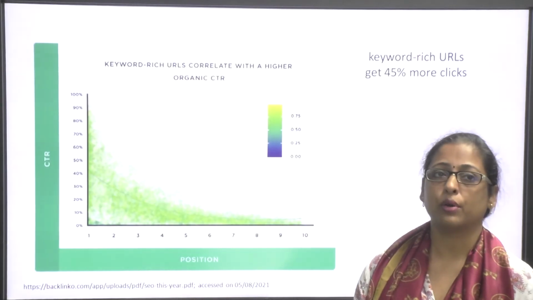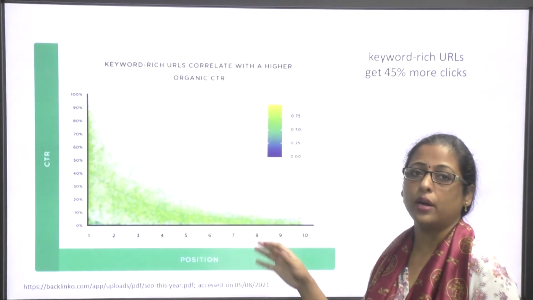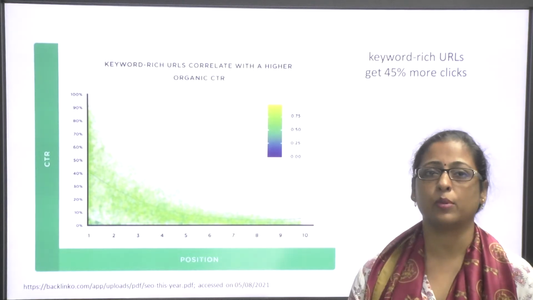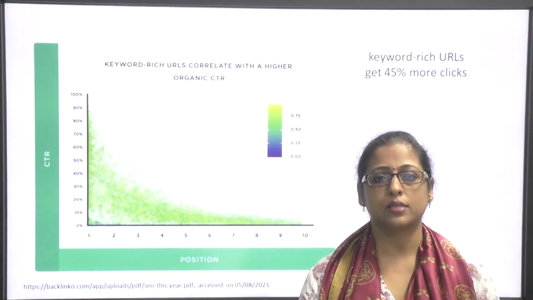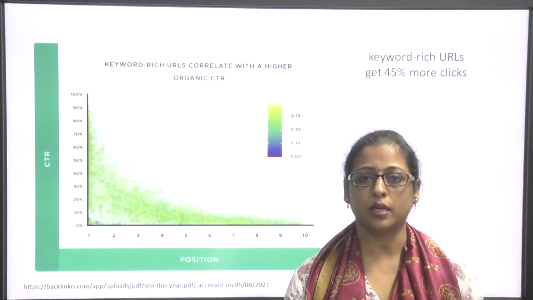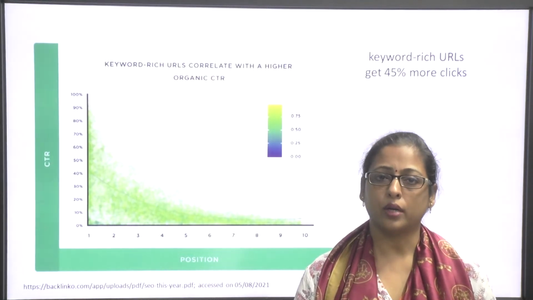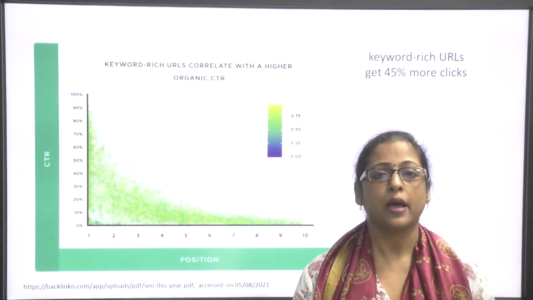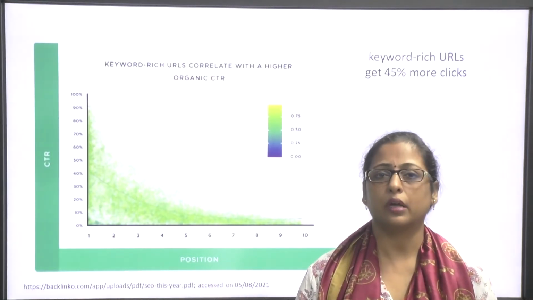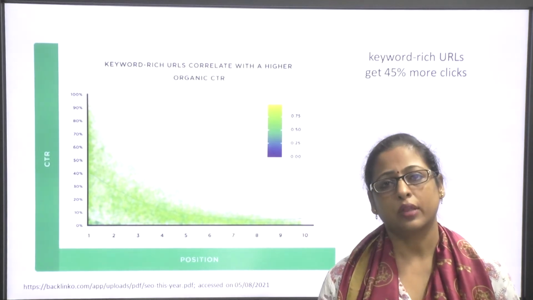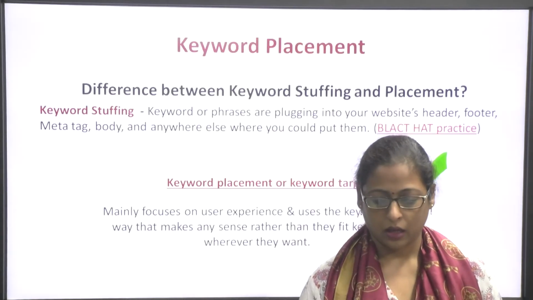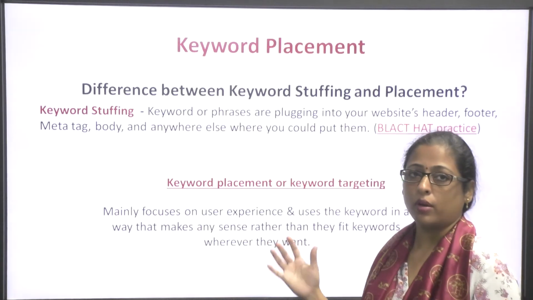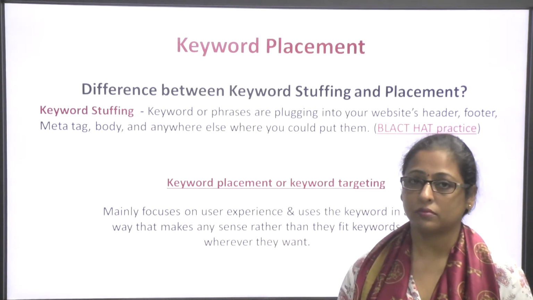Now, over here you can see that keyword-rich URLs correlate with higher organic CTR. That means all those websites that use keywords very strategically, who understand which keyword is important, how many times it should be used, and where it should be placed, will obviously see a higher CTR. This is what we were talking about: keyword placement.